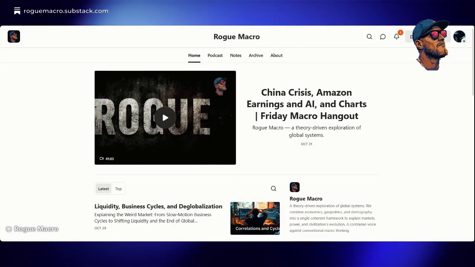This is Rogue Macro, a theory-driven exploration of global systems, as you can see in the description. We go back and look at macro from a new lens. I have a complete macro theory that I have not published yet, but I am in the process. It's a multi-year process of getting my thoughts down, and it is very contrarian. It fits in a lot with Jeff Snider's Eurodollar system, but also brings in monetary evolution in a different way.